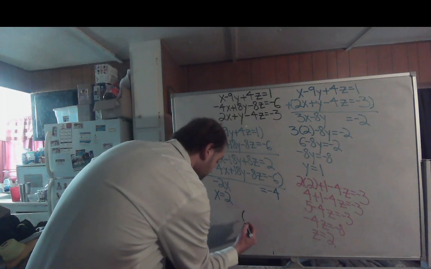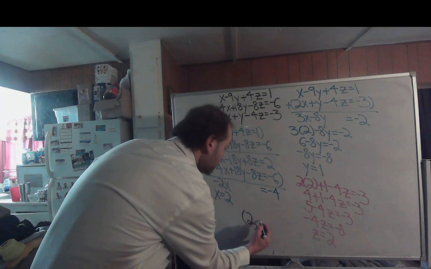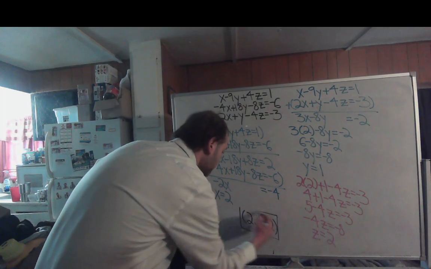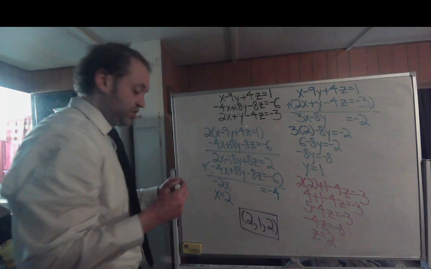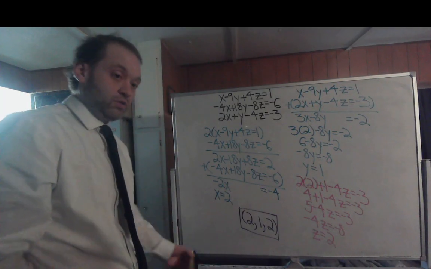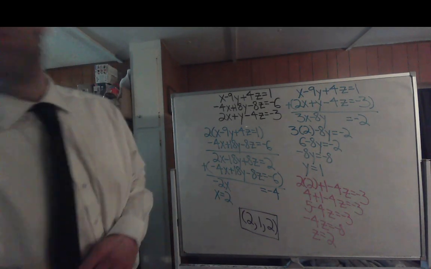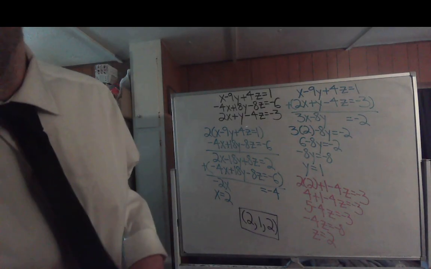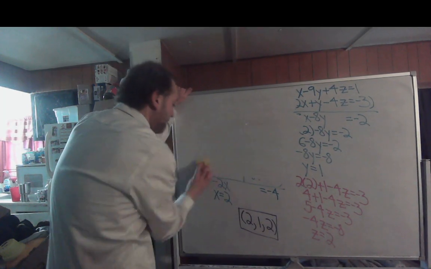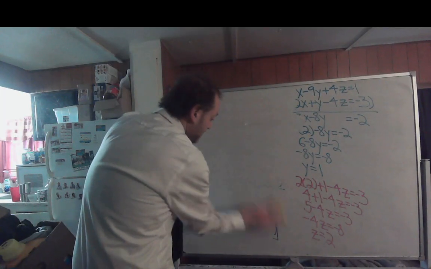So the ordered triple will be your x coordinate of 2, your y coordinate of 1, and your z coordinate of 2. So the ordered triple where these three planes intersect is at (2, 1, 2). That's exactly where they intersect, at (2, 1, 2). I know these are a bit awful because we have variables like crazy going on, but without using computers or graphing calculators, this is the best we got. All right, what's next?